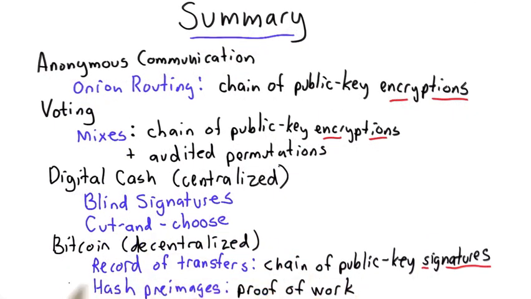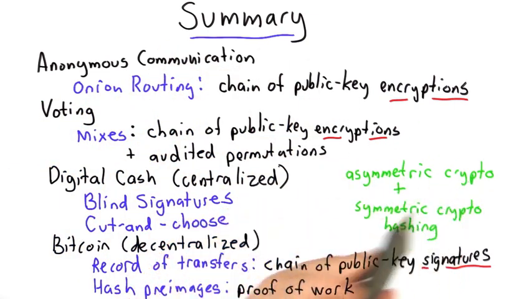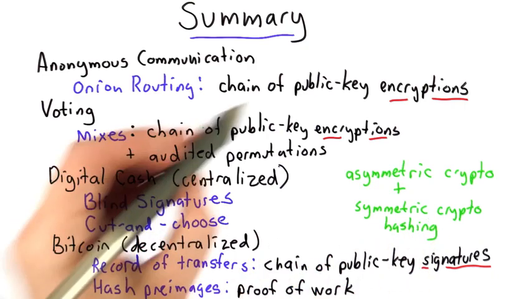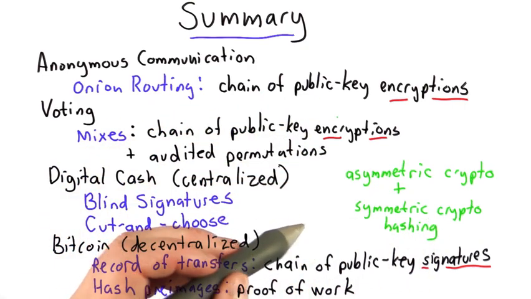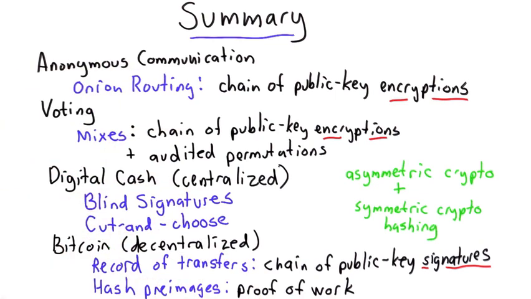We also saw how Bitcoin uses hash preimages as a proof of work. And having proofs of work is useful for many other protocols. All of these protocols use a combination of asymmetric cryptography and symmetric cryptography, typically involving hashing. And there's a tremendous amount of things that you can build with just these primitives. In Unit 7, we'll look at a few more interesting applications of cryptography and wrap up the course. I hope to see you there.